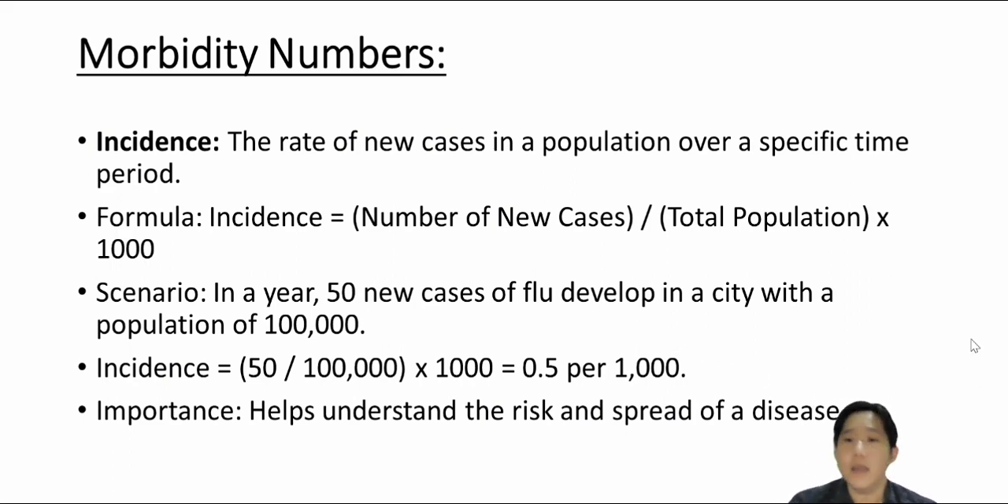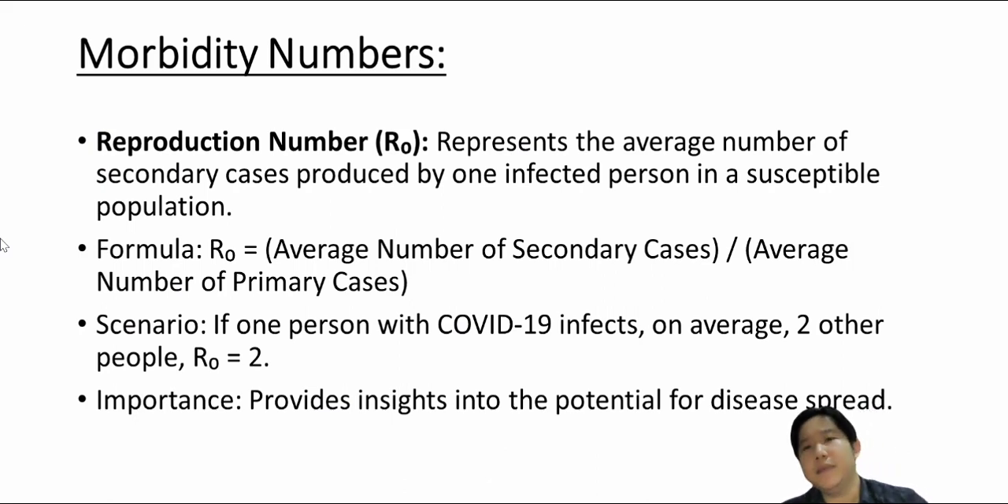Okay, and then we move on to the next morbidity number, the reproduction number, or we can call it the R0. What is this? This particular indicator represents the average number of secondary cases produced by one infected person in a susceptible population. Jadi bilangan reproduksi ini memberikan gambaran tentang rata-rata dari jumlah orang yang tertular, ya, kasus sekunder, orang yang tertular dari satu orang sumber penularan pada populasi yang rentan.